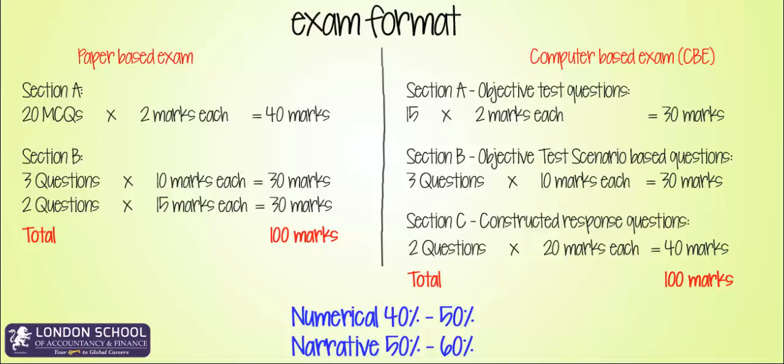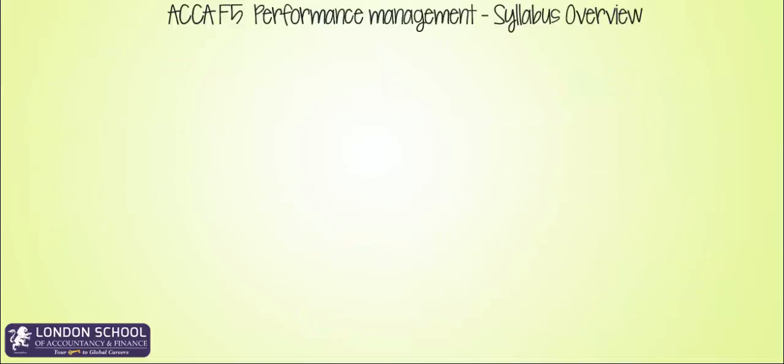Now let's go through the F5 syllabus. Let's see what we're going to cover in the whole F5 syllabus. So in syllabus overview, we have divided the F5 syllabus into 5 major sections, and the first section is costing methods. So some of the costing methods we have already covered in F2. I hope all of you remember.